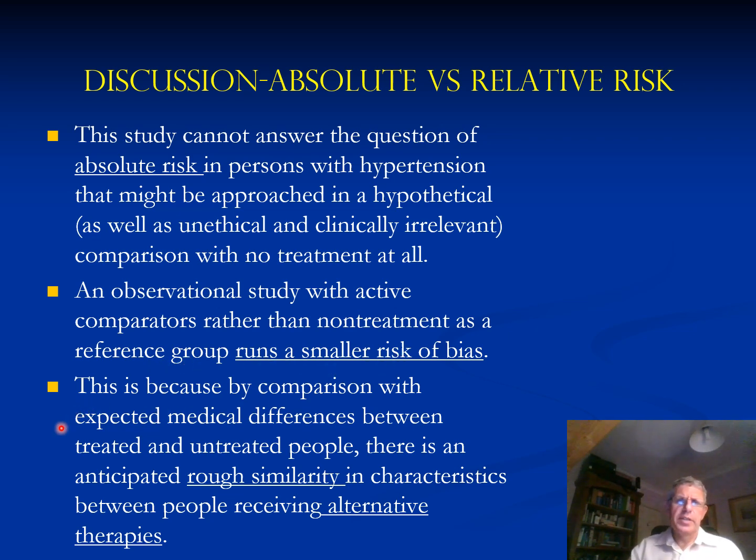This is because, by comparison with the expected medical differences between treated and untreated people, there is an anticipated rough similarity in characteristics between people receiving alternative therapy. I think they seem to be arguing that because all the people in this study were drawn from the same treatment pool, they're all similar, whereas people who are not treated are different. But I'm not so sure that this makes sense, because if these people have a lower death risk, then why would you want to be treated? So these are arguments in the paper that need to be carefully evaluated.